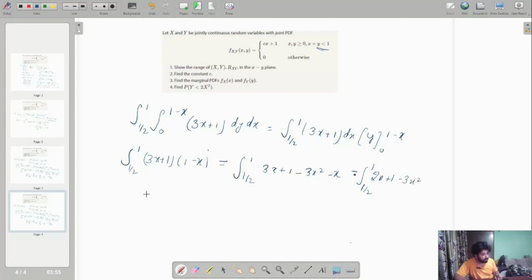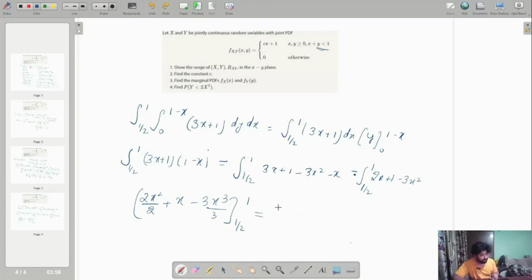I can then write it like this: 2x square by 2 plus x minus 3x cube by 3, and the range goes from 1 by 2 to 1.